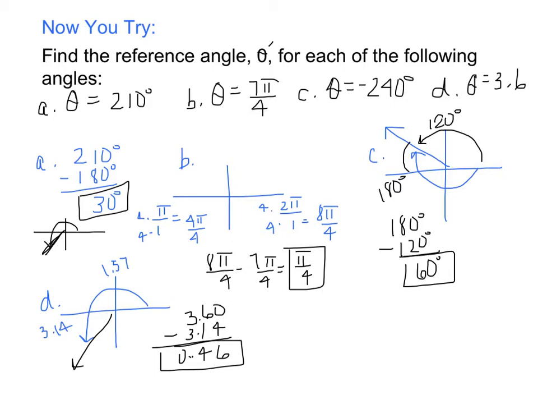The last one was 3.6. So 3.6 had to lie in quadrant 3. And so I knew that it was going to be closer to 3.14, which is pi. And I found the difference, and that's 0.46. If you are unsure, when you find the difference, if you selected the wrong measurement, then what's going to happen is you're going to get an angle that is greater than 90 degrees, which means it's no longer acute.